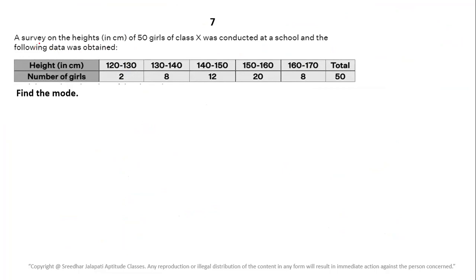Here is the question. A survey on the heights of 50 girls of class X was conducted at a school and the following data was obtained.